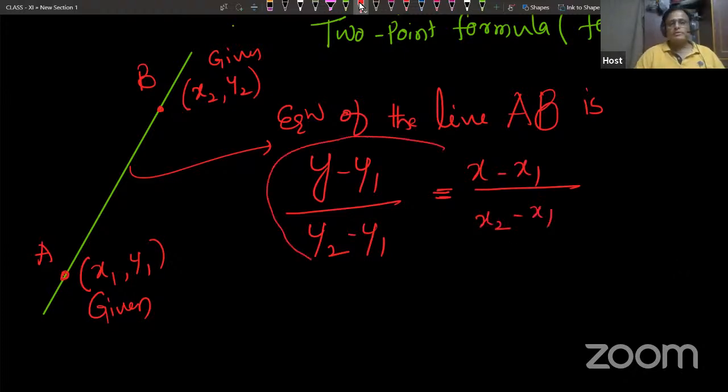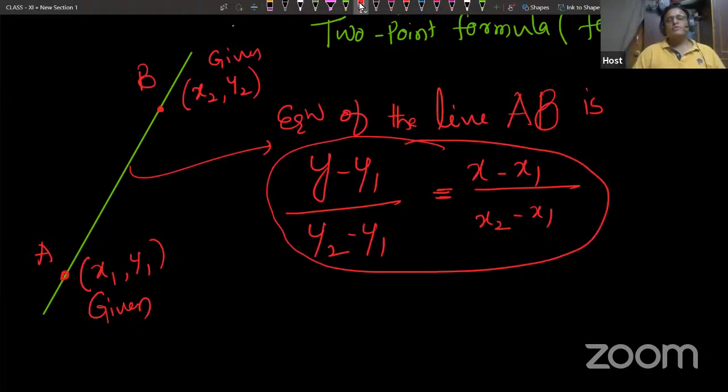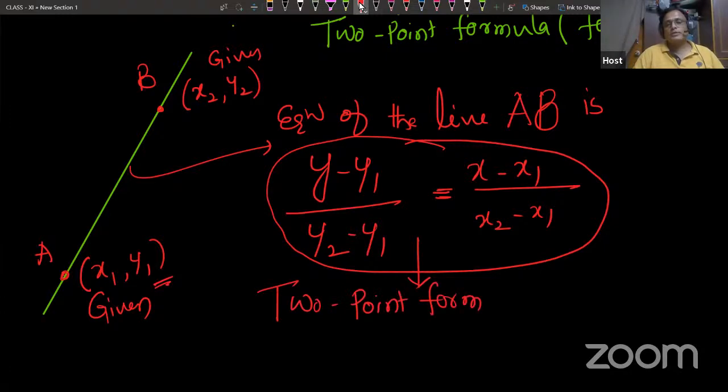This is the formula to find this. So this formula we have derived, or it was possible for us to prove this formula, due to 2 given points. Therefore, this is known as the two-point form of the equation of a straight line, the equation of the line.